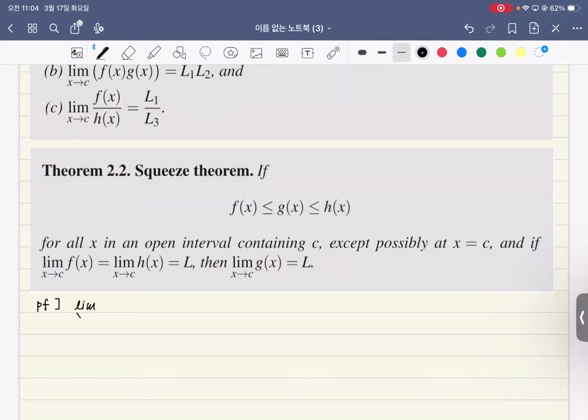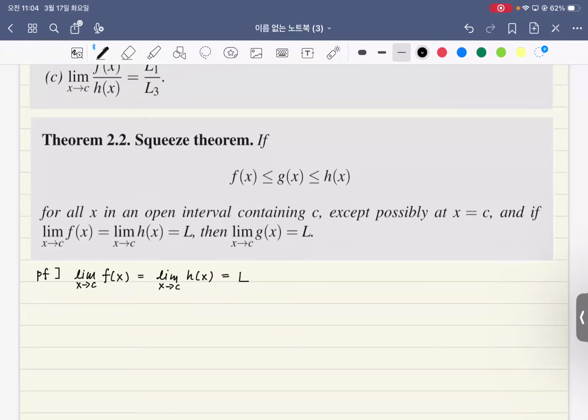So we have the limit as x tends to c of f of x and h of x tending to the same number, say L. Using the epsilon and delta argument, this means for any positive real number epsilon, I can find a real number, say delta 1, such that if x differs from c by less than delta 1, then f of x minus L is less than epsilon.